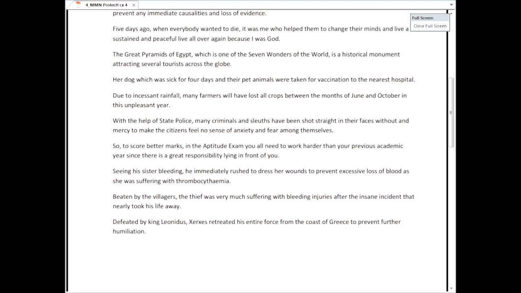Okay, was very much suffering with bleeding injuries after. Again, ये भी preposition है. I can go incident immediately. Okay, after the incident. क्या incident? Insane incident. Very crazy, highly crazy, maddening is called insane. Okay, after the insane incident. Okay, incident को ये जो that आ रहा ना, that is also something like who, where, when, which. So it is adding detail to incident.